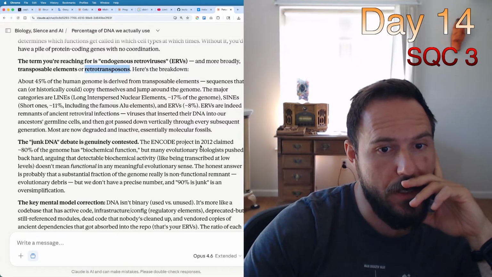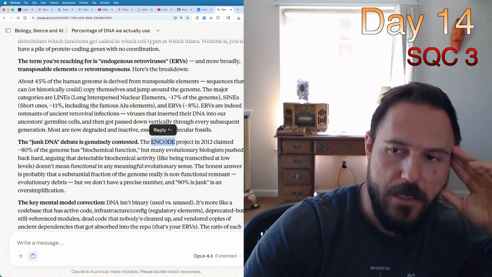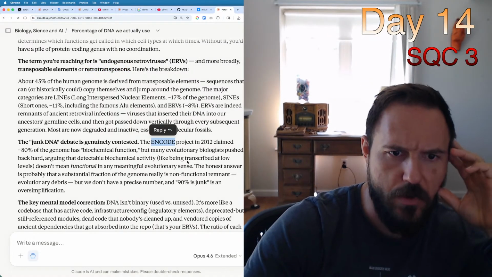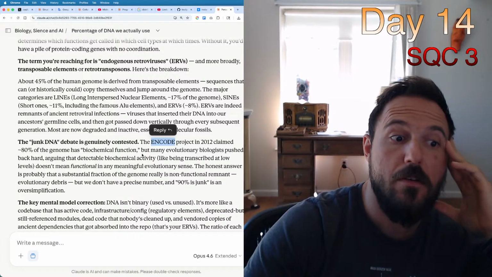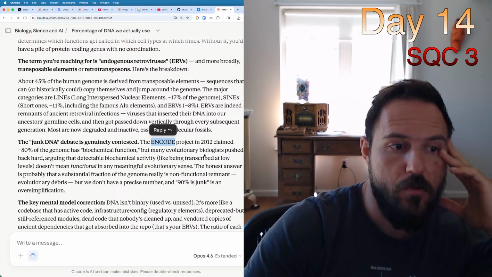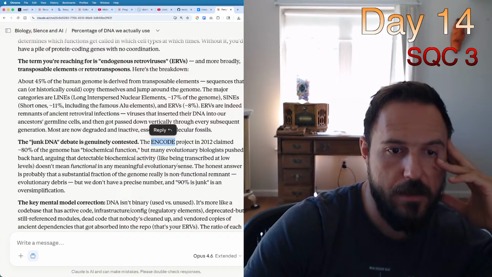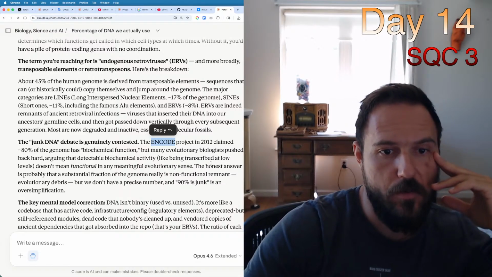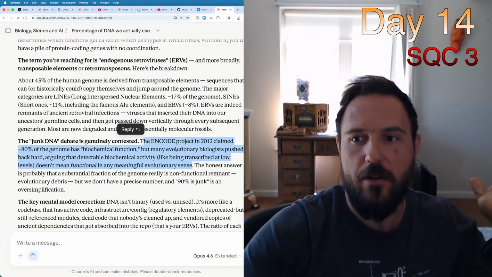Interesting. The ENCODE project in 2012 claimed... That's a cool project. ENCODE, they basically sequenced everything, right? In 2012 they claimed 80% of the genome has biochemical function. Whoa. But many evolutionary biologists pushed back hard, arguing that detectable biochemical activity, like being transcribed at low levels, doesn't mean functional in any meaningful evolutionary sense. Okay, so it's like nobody knows.